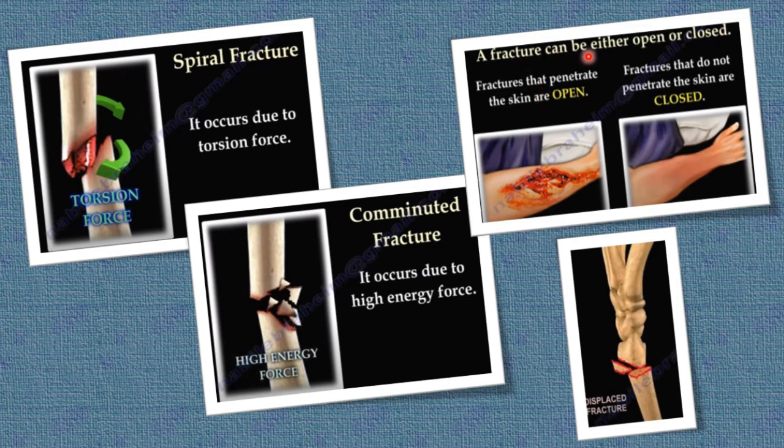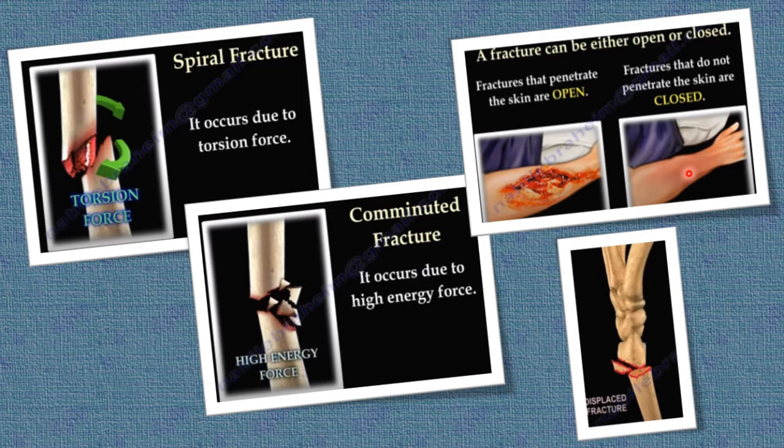A fracture can be either open or closed. Open fractures are the fractures that penetrate the skin, like this. The fractures that do not penetrate the skin are closed. So what we have learned is that fractures are of two types, open or closed, and fractures are again of two types. It can be complete or incomplete.